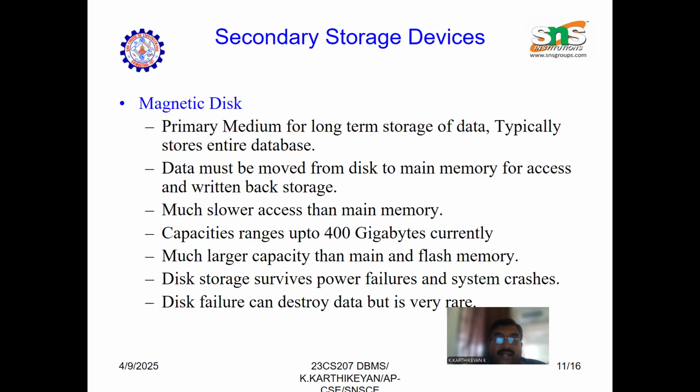Magnetic disk is the primary medium for long-term storage of data, typically storing the database. Data must be moved from disk to main memory for access, or written back to storage. Access is much slower than main memory. Capacity ranges up to 400 gigabytes currently, and is much larger than main and flash memory. Disk storage survives power failure and system crash. Disk failure that destroys data is very rare.